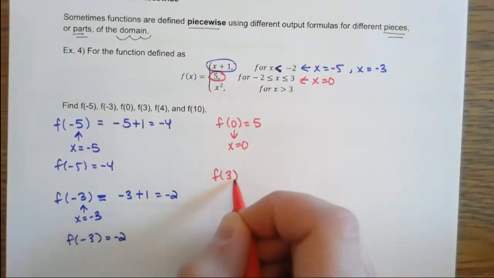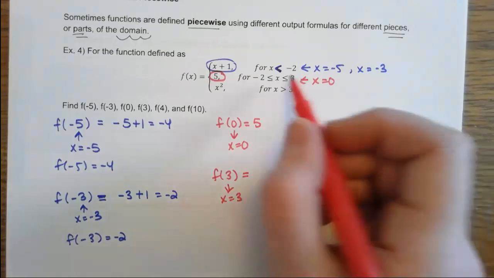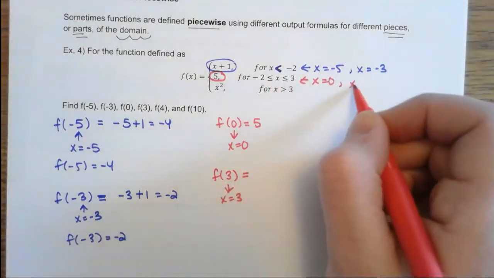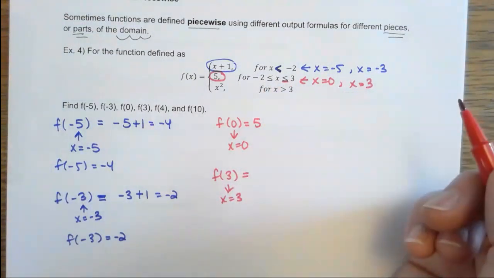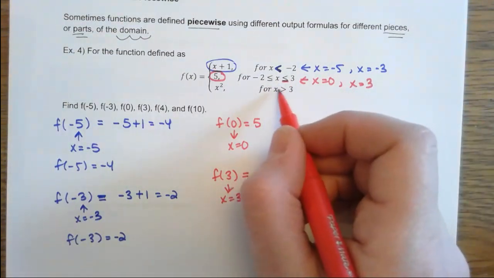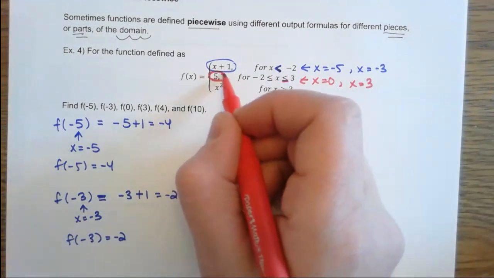For f of 3, you're going to notice the same thing. Again, my x value here is 3. Well, where does that fit? You want to be a little careful here. In the second expression, we are including the 3, whereas in the third one, it's strictly greater than. So 3 fits here. So again, I'm using this expression.